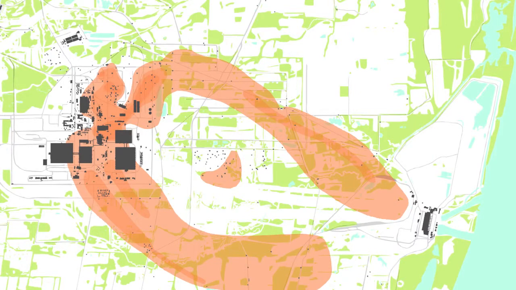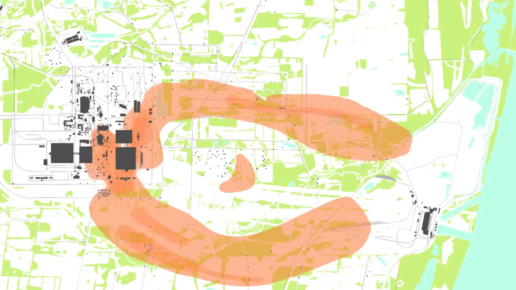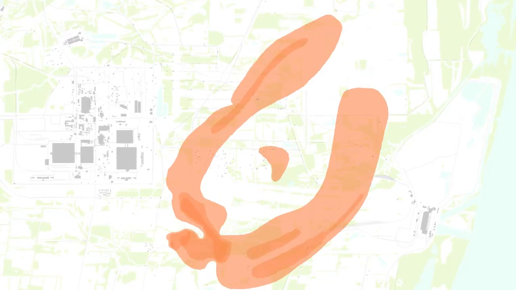The most prominent feature on the model is the orange horseshoe-shaped area. This feature, referred to as a plume, represents the groundwater contamination at the Paducah Gaseous Diffusion Plant.